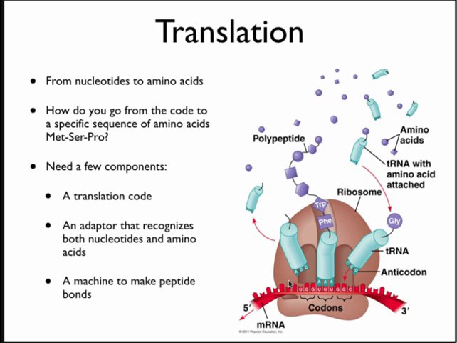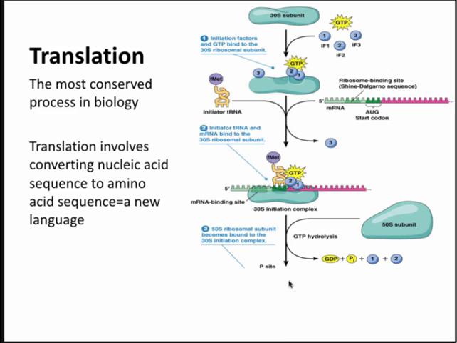So in this case, we're moving from nucleotides to amino acids. And what you want to really understand is, how do you go from the code to a specific sequence of amino acids like Met, Ser, Pro, or whatever. So you need a few components. You need a translation code, some way of knowing what to translate to what. You need an adapter that recognizes both nucleotides and amino acids. And then you need a machine to make the peptide bond.